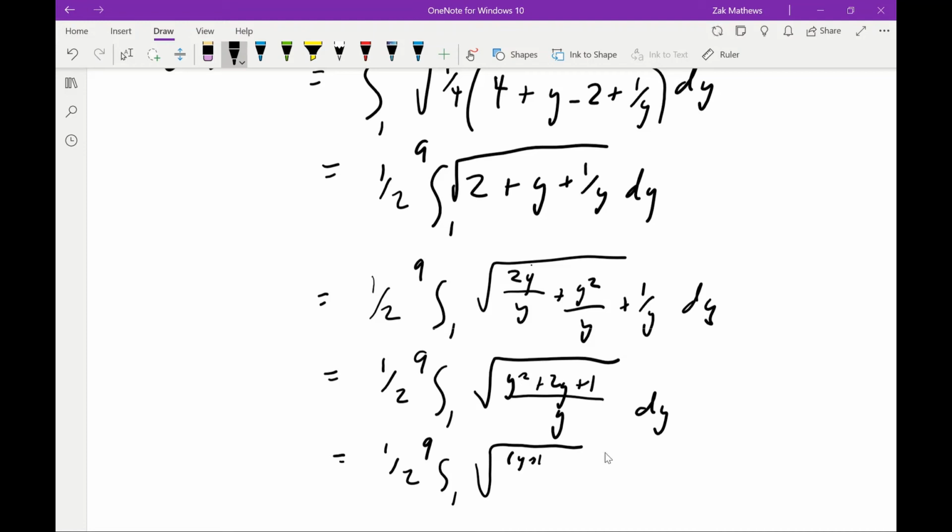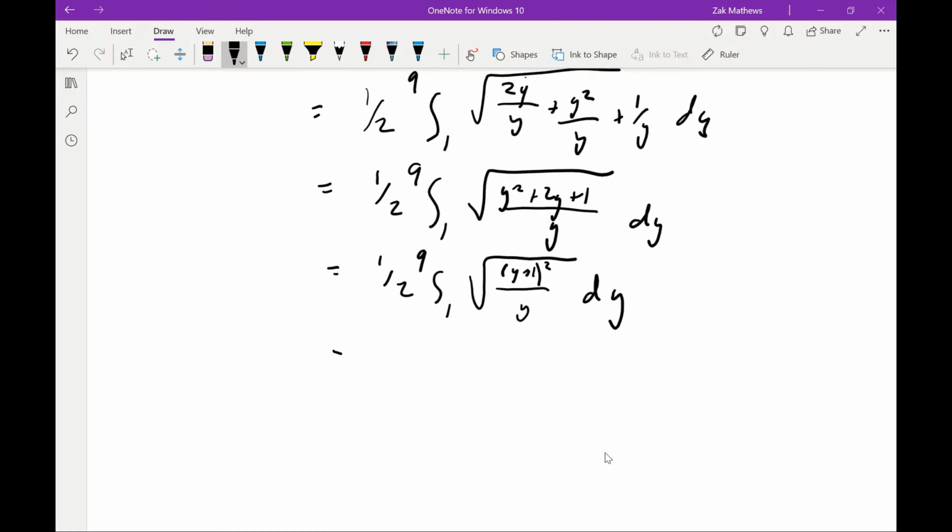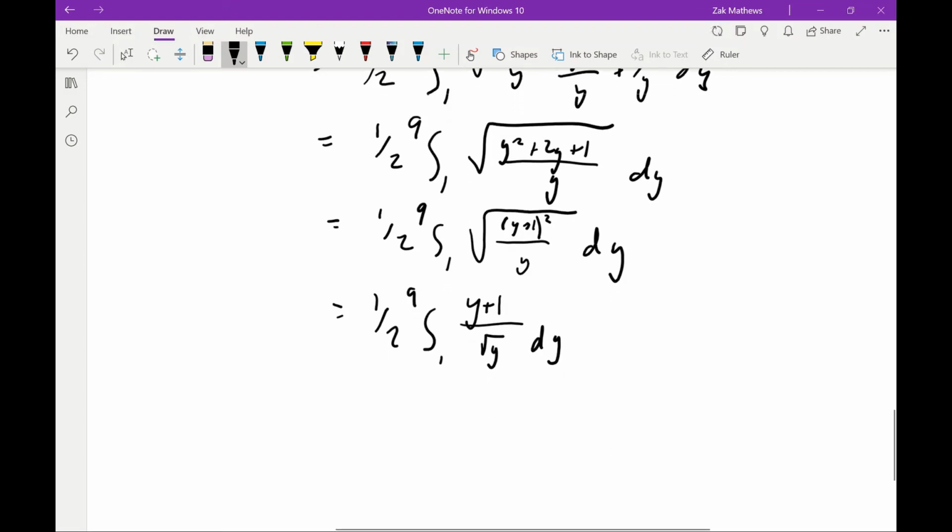Y plus 1 squared over y. And that allows me to take the square root of the numerator, which is helpful because when everything was inside that square root, I really didn't have much I could do with it. But once I get that y plus 1 out of the square root and just have y plus 1 over the square root of y dy, well, now let's try some substitution.